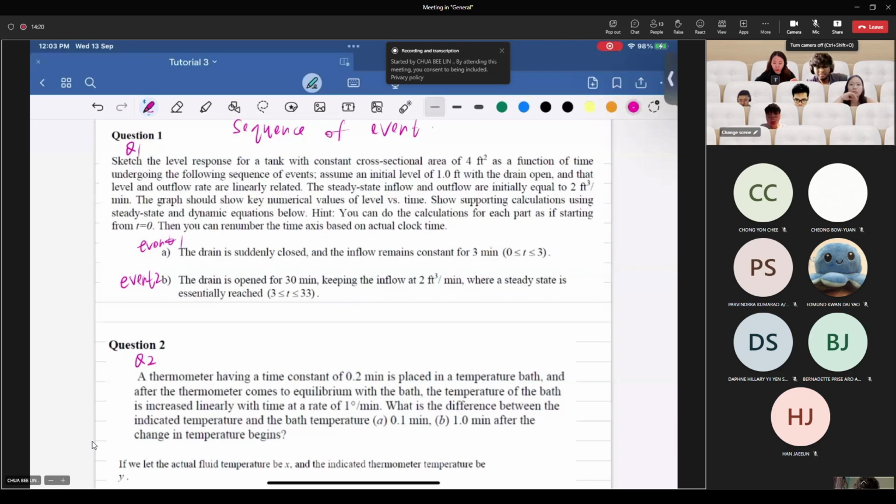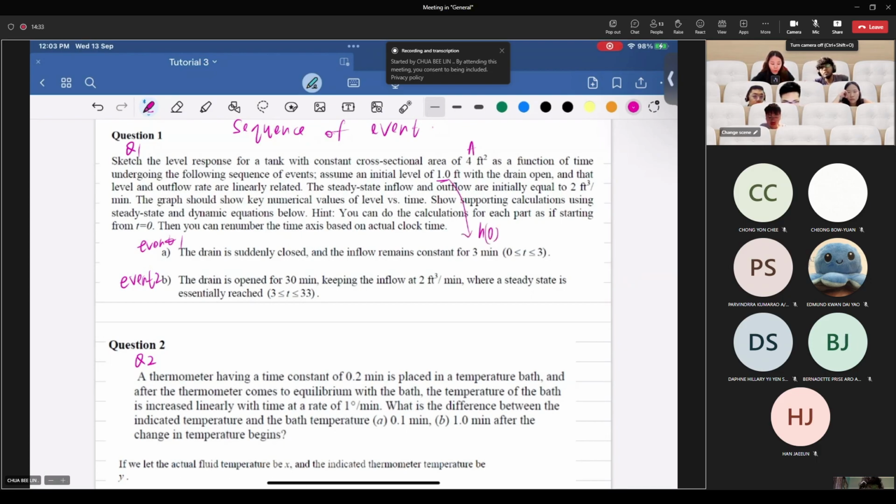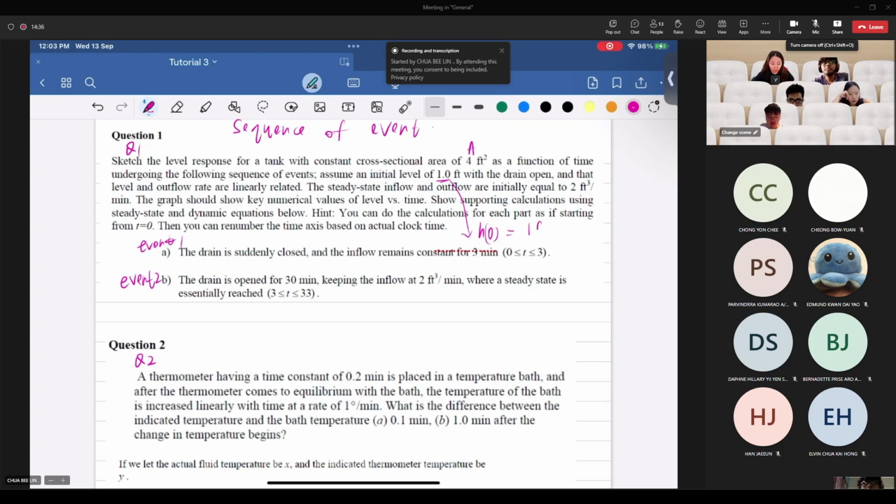So you need to sketch the level response for a tank with a constant cross-sectional area of 4 as a function of time, undergoing the following sequence of events. Initially, at time equals 0, the initial steady state value is 1 foot with the drain open, and that level and outflow rate are linearly related. Meaning that if we use the outflow symbol Q0, it is linearly related to the level, for example, like this.